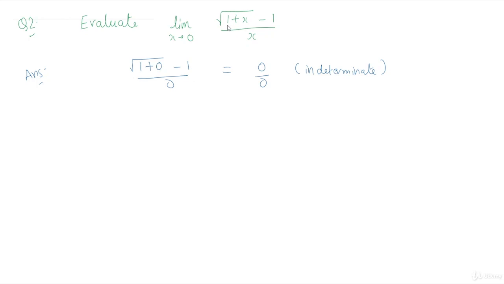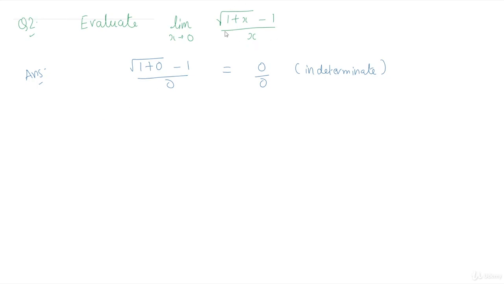Here, one thing we can do is multiply the numerator and the denominator by the conjugate of this numerator. Let's try to do this once, and then it will be more obvious why I have done this. The conjugate will be √(1 + x) + 1. The sign between the two terms gets reversed in order to find the conjugate.